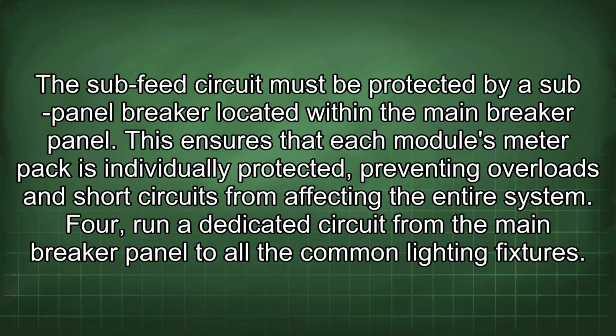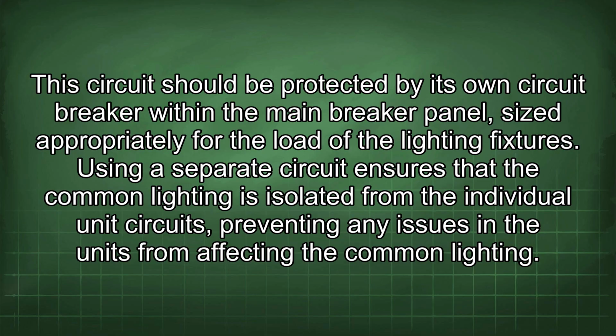4. Run a dedicated circuit from the main breaker panel to all the common lighting fixtures. This circuit should be protected by its own circuit breaker within the main breaker panel, sized appropriately for the load of the lighting fixtures. Using a separate circuit ensures that the common lighting is isolated from the individual unit circuits, preventing any issues in the units from affecting the common lighting.